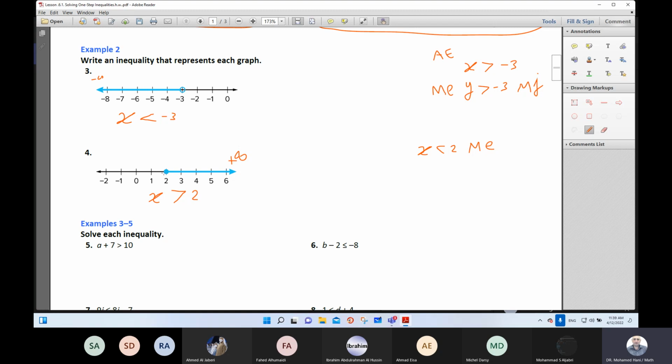And to include in this solution, because we have here a solid circle, add equals to the sign. So the solution: x greater than or equal to 2. Who has any question about exercise number 3 and 4? Mr. How? Why is it greater?